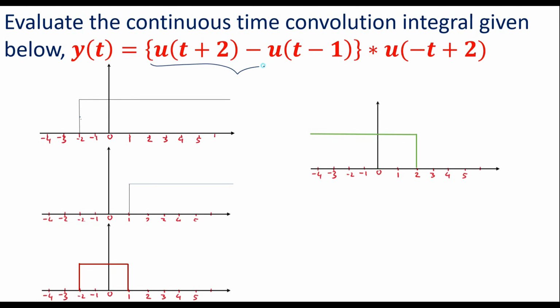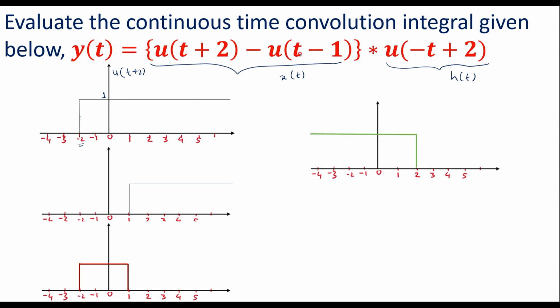let this be the first signal, that is x of t, and we'll assume that this is h of t signal. Here we can observe that x of t is made of two unit step signals. One is u of t plus 2, which begins at t equal to minus 2. Let this be u of t plus 2, a step signal which begins at t equal to minus 2 and will continue till infinity, and the magnitude of this signal is 1.